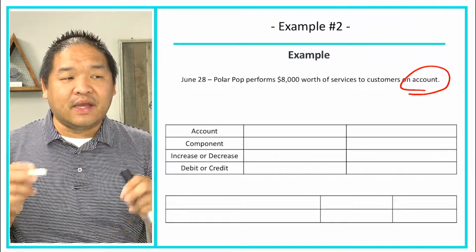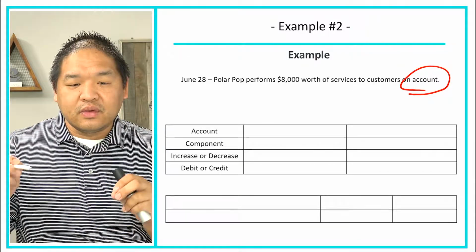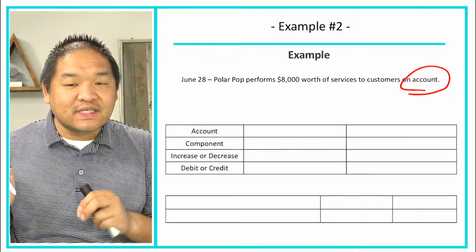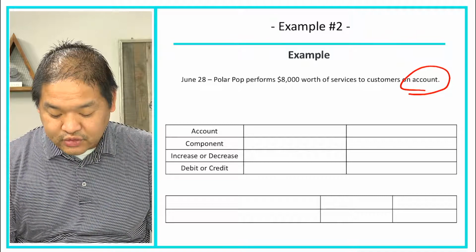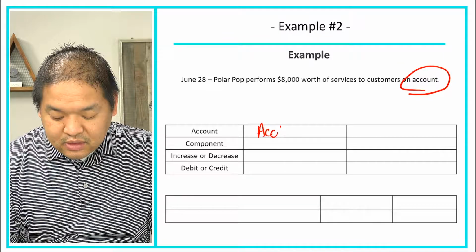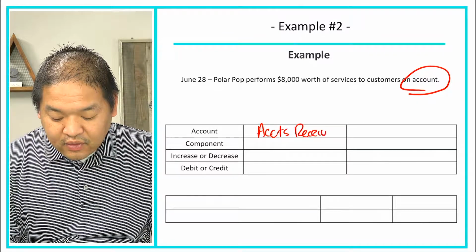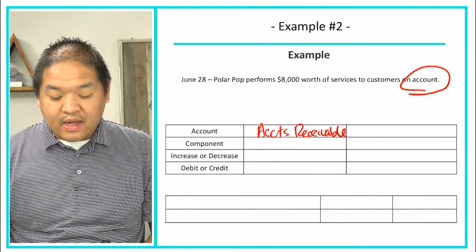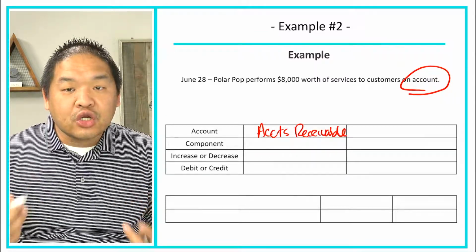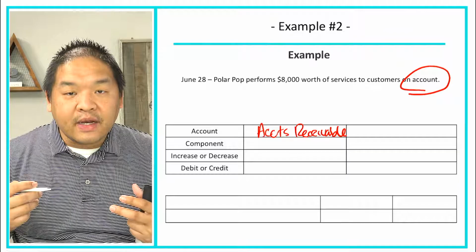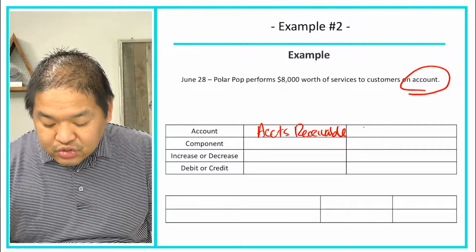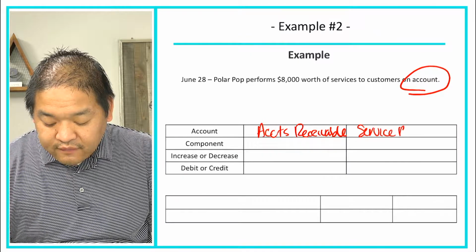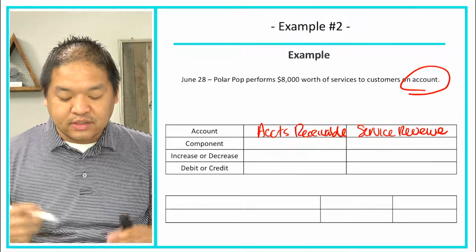Well, which one is it going to be? Accounts receivable or payable? Well, if we haven't received it, we still need to receive it. So it's going to be an accounts receivable. And then how do we incur that accounts receivable? Well, we provided a revenue. So in this case, it's service. So we're just going to write service revenue as the account name.